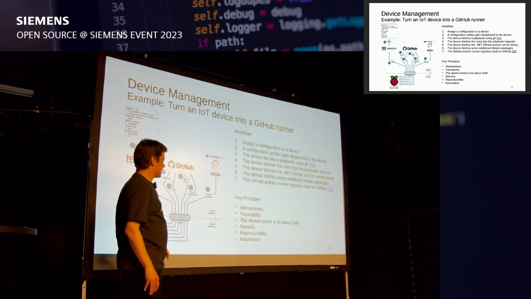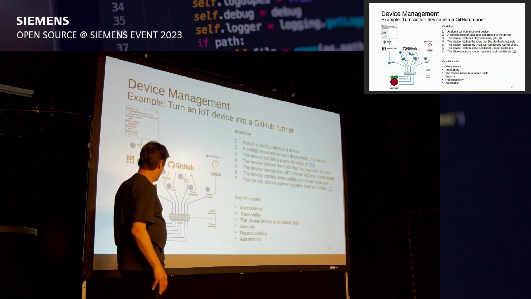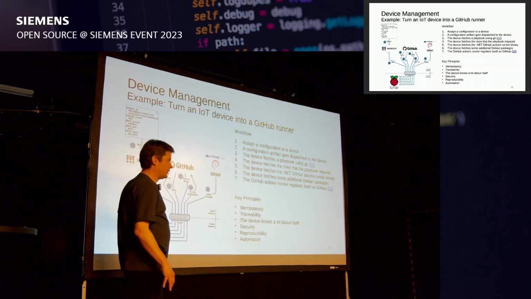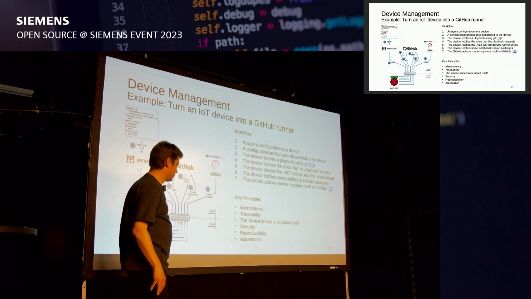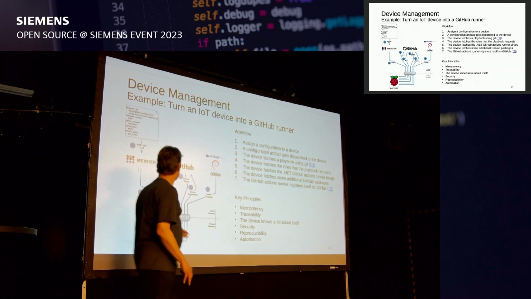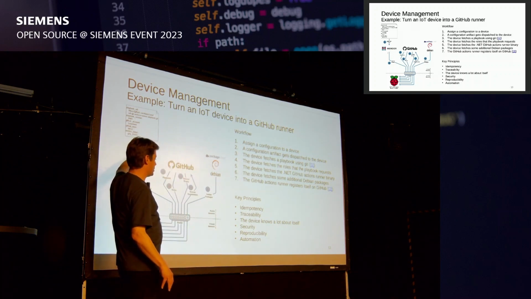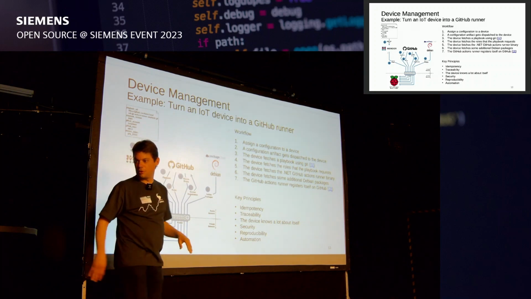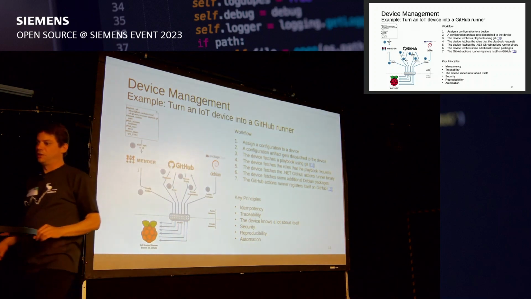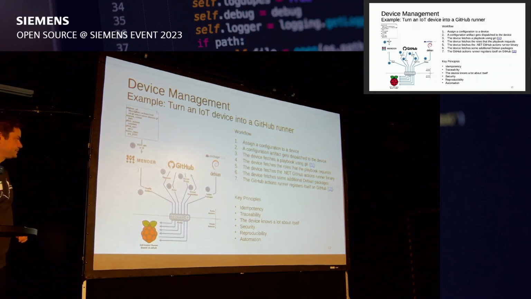Important is also the security. Again, it's important that the whole thing is reproducible, so I can easily rip this device off, put another device here, change the UUID, and then I'm back with the self-hosted runner. And the whole thing is automated, so I just put the configuration here, and then I can go out and do some mountain biking.